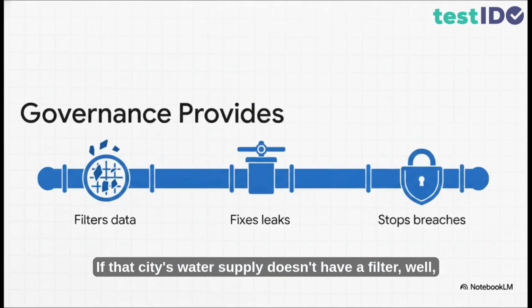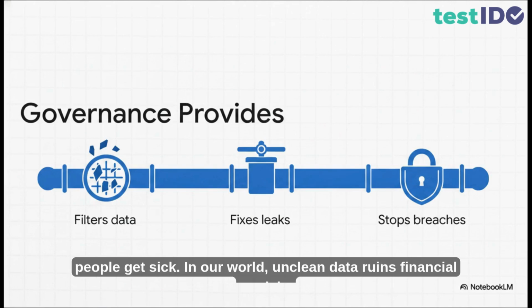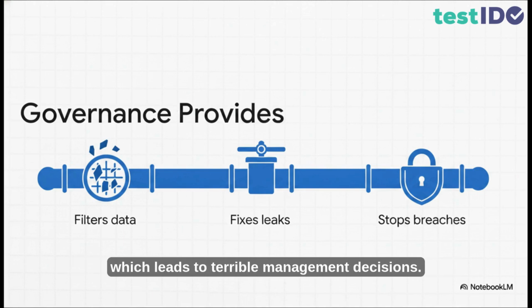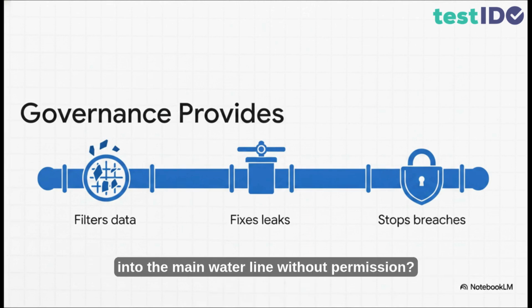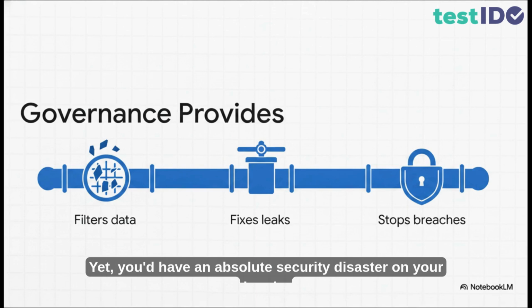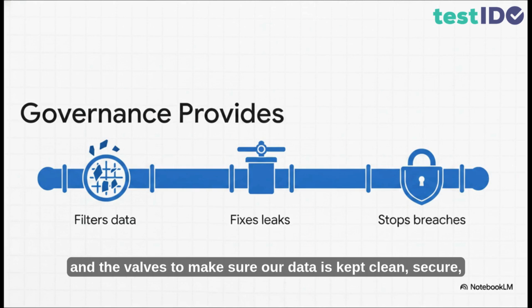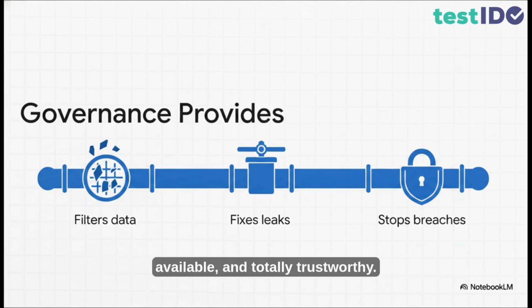If that city's water supply doesn't have a filter, well, people get sick. In our world, unclean data ruins financial models, which leads to terrible management decisions. If there are leaks in the pipes, your resources are just completely wasted. And what if anyone could just tap into the main water line without permission? Yeah, you'd have an absolute security disaster on your hands. So governance is what provides the pipes, the filters, and the valves to make sure our data is kept clean, secure, available, and totally trustworthy.